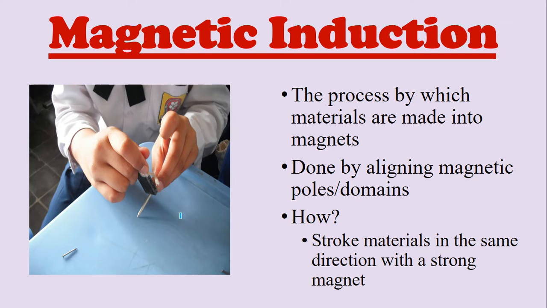You take a metal object and a magnet, and you stroke the magnet in the same direction on the metal object, not back and forth, just one direction. If you do it enough, the metal object will become a magnet. This child is doing this to this nail, which will make it so she can pick up the smaller nail over here.